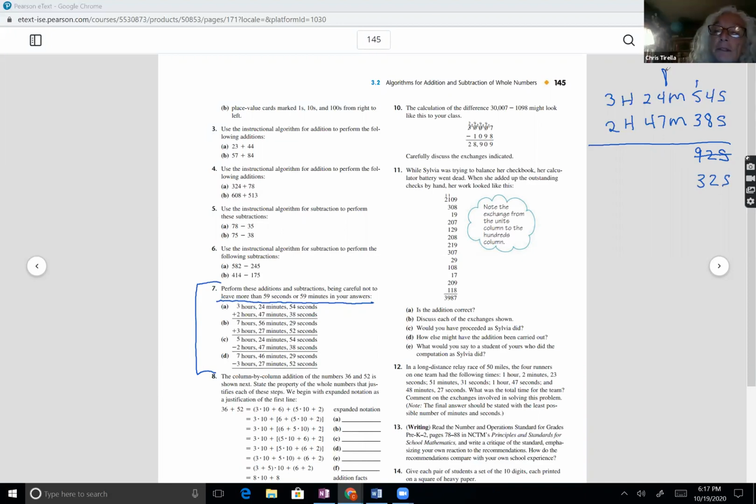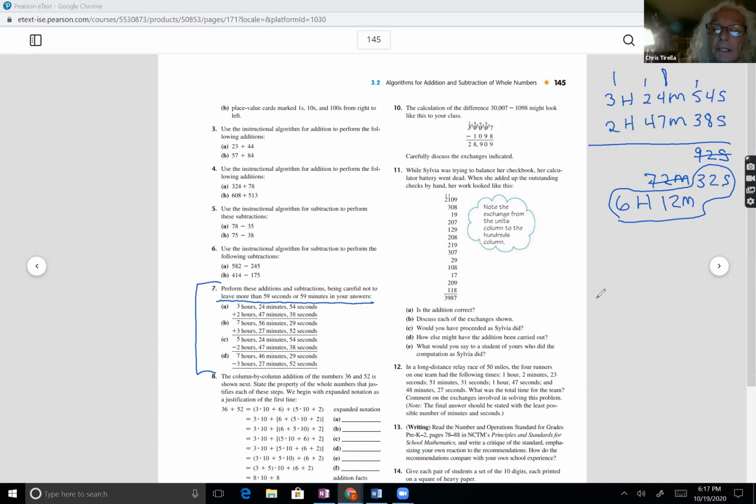Now let me add my minutes. 1 and 4 is 5, plus 7 is 12. And then 3 and 4 is 7, plus the 2 is 72. Oh dear. Should I have 72 minutes? No, we're going to have to take away 60. So that'll leave me with 12 minutes, and it adds an hour. And so this adds to 6 hours, 12 minutes, and 32 seconds. And isn't that like the exchanges but with a different base? We're working with a base of 60.